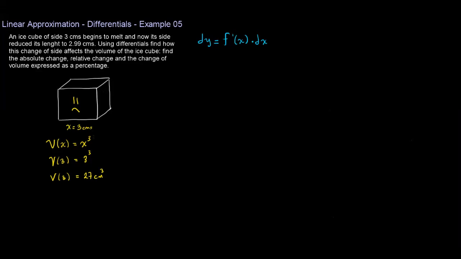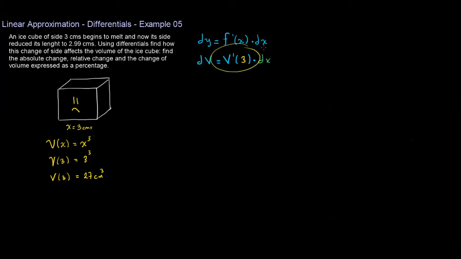Now let's write this formula we have here in blue in terms of the context of this problem. Instead of dy, we're looking for a differential of volume, dV. Now V prime of 3 times the differential of the side, dx. Let's work this through and find the pieces of this formula.